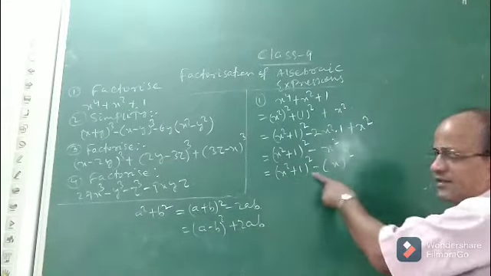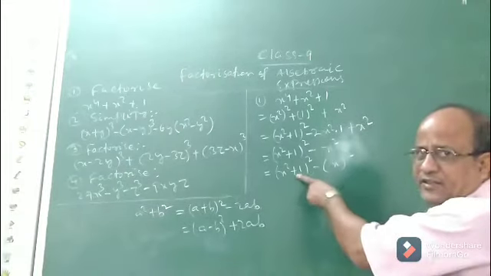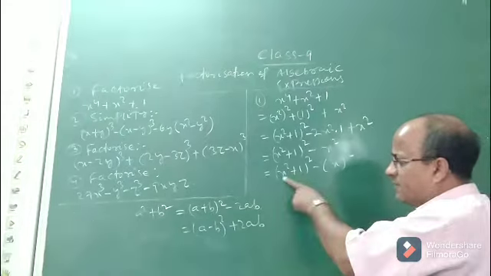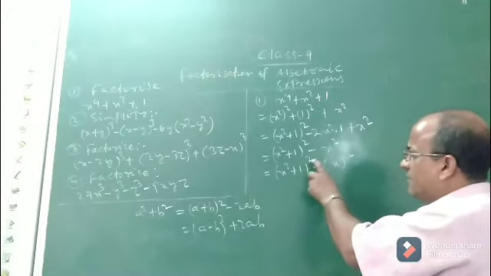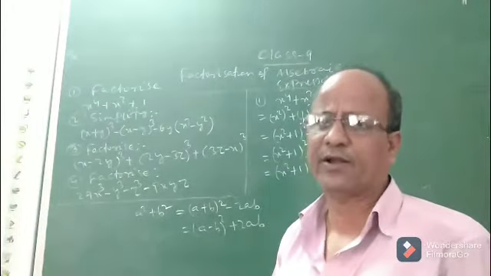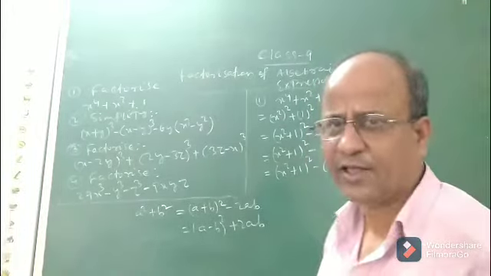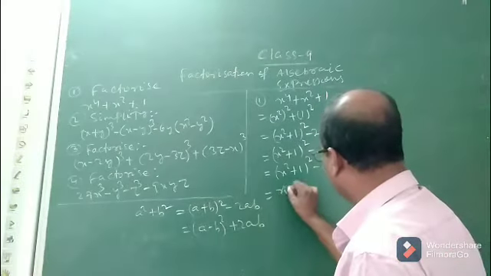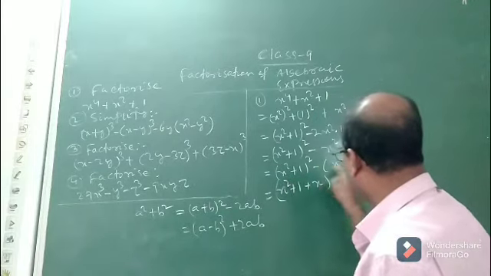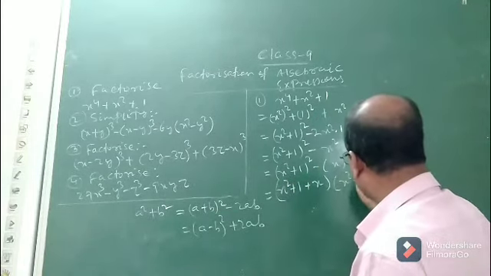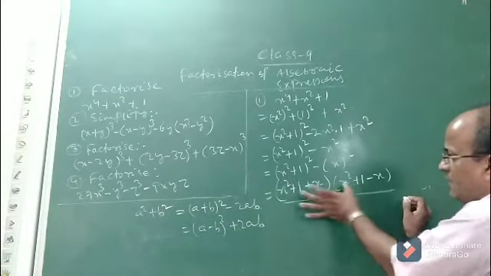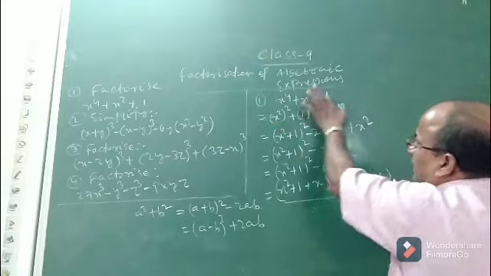Now see, children, this has come in the form of our identity. What is the identity? Take this a, take this b. Now this is a square minus b square, and you know what is the formula for a square minus b square. What is the factorization? a plus b into a minus b. So a plus b means it is x square plus 1 plus x, then x square plus 1 minus x. See, children, so this is one factor and this is one factor. This is the complete factorization of this algebraic expression.